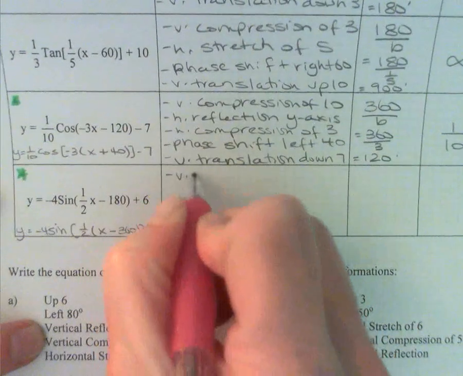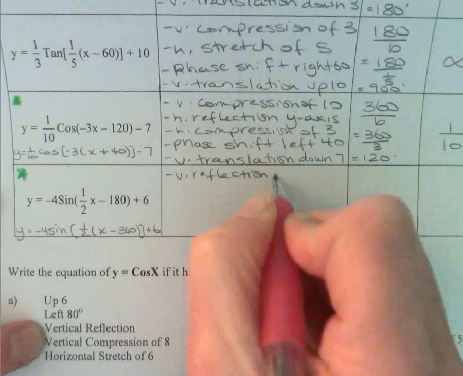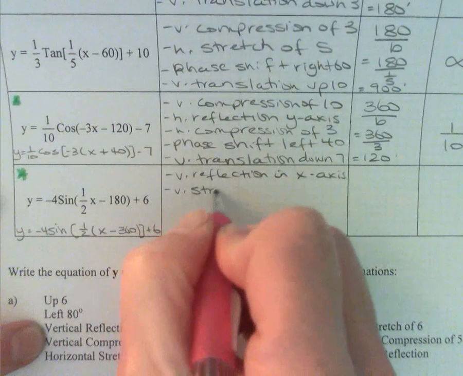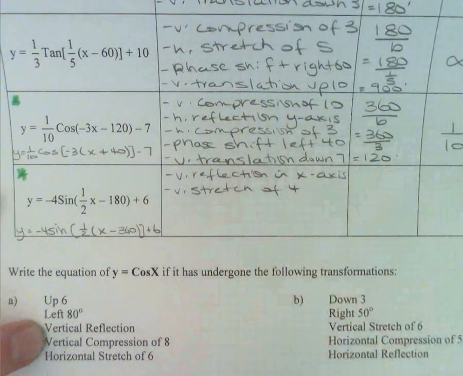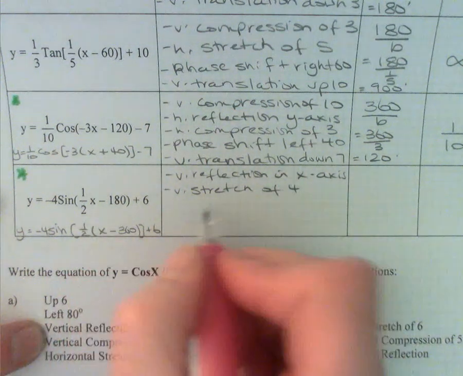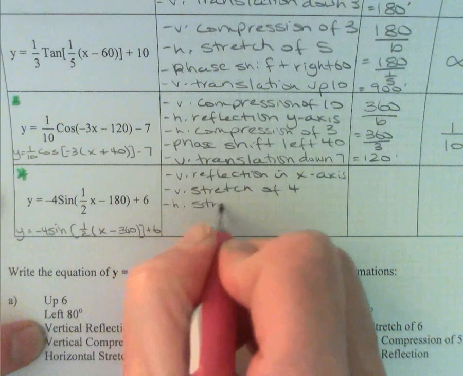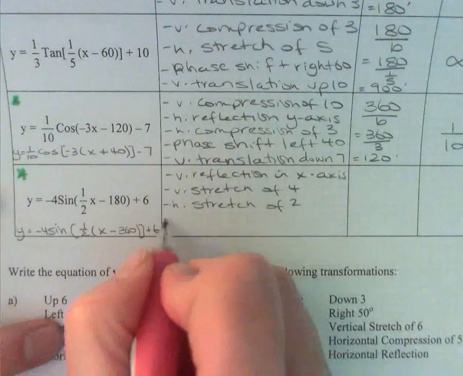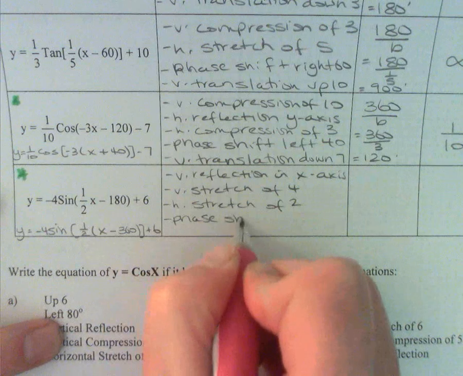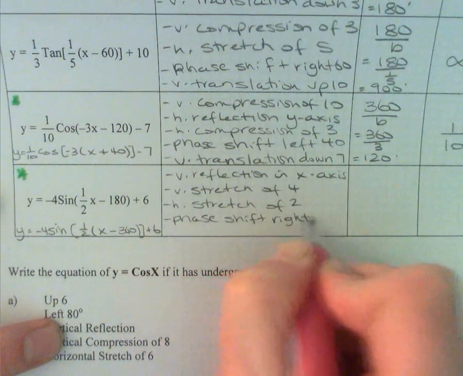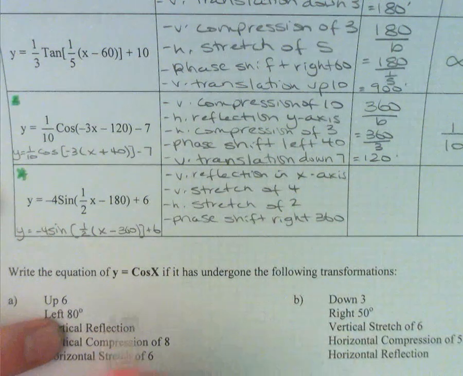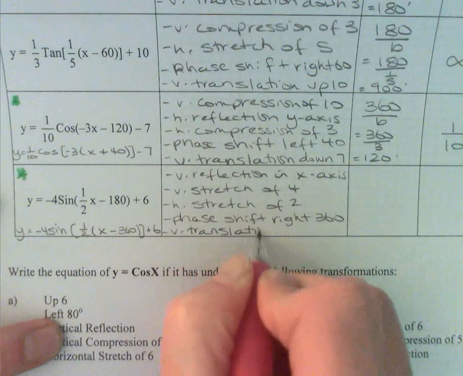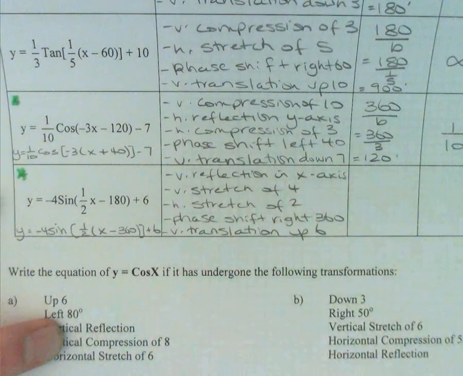So in this case, I have a vertical reflection in the x-axis. I'm going to have a vertical stretch of 4. I have the 1/2 lying, so that's a horizontal stretch of 2. Brackets still lying. I have a phase shift right 360 degrees. And I have a vertical translation, up 6.